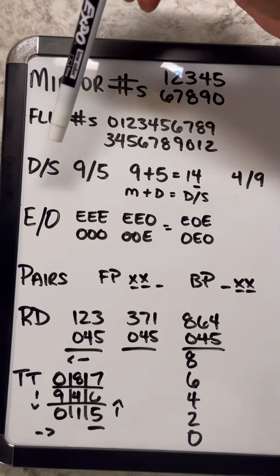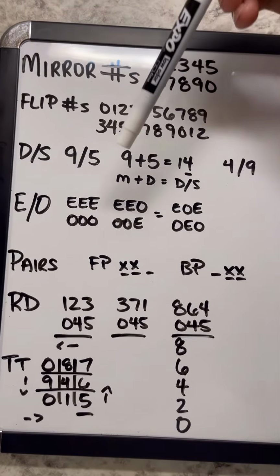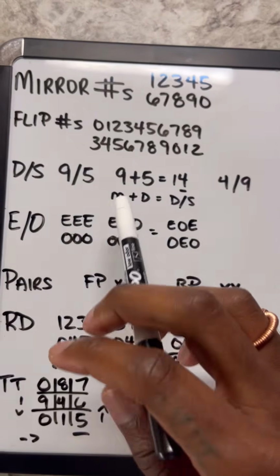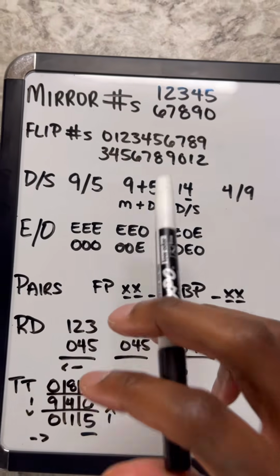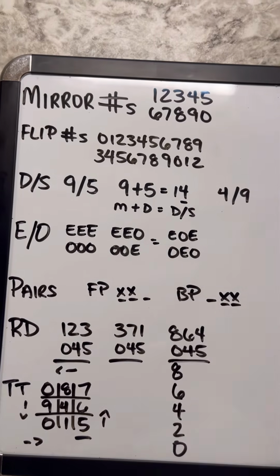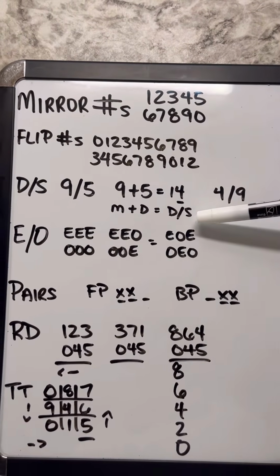After that, we got the date sum. This is basically how most people pick their numbers. So you got the month plus the day equals the date sum. For the example, today is the 5th. You got September, which is the 9th, and you got the day, which is the 5th. You're going to add that. It's going to give you 14. So in lottery math, you're only going to keep the last digit. That last digit will be your date sum.